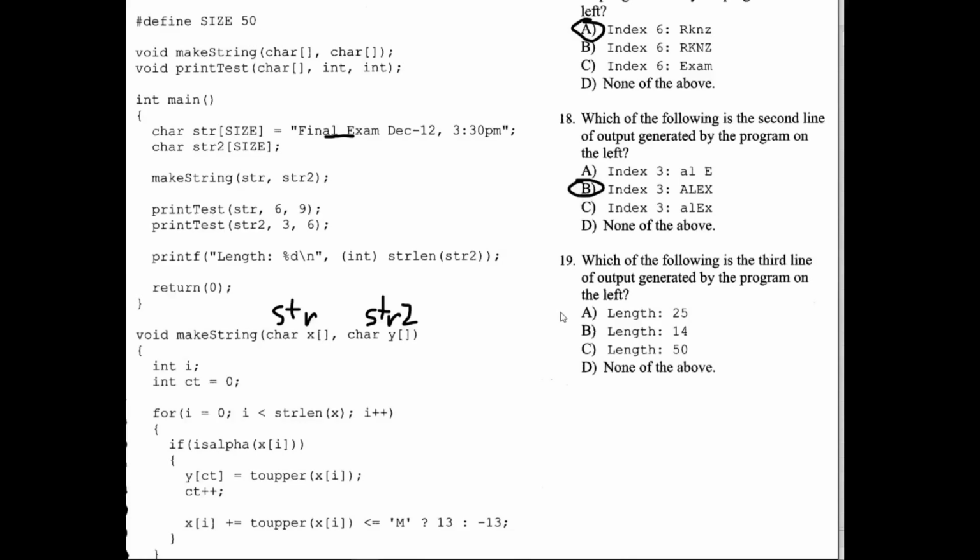Now the third question, question 19, which of the following is the third line of output generated by the program on the left? The third line of output is checking the string length of the second string, and it's printing it. Now, we have 25, 50, and 14. Well, the original string was 50, so is the length of the second string 50? Actually, we've got to remember that it's only adding to that second string if it's an alpha character. If it's alpha, it runs it. If not, it doesn't run this code. It doesn't increment count. And string length, again, does not actually count the size of the array. It just counts how many characters are in the array.